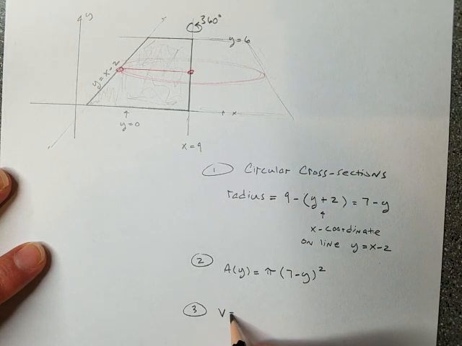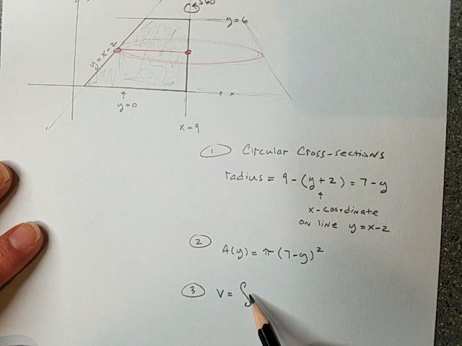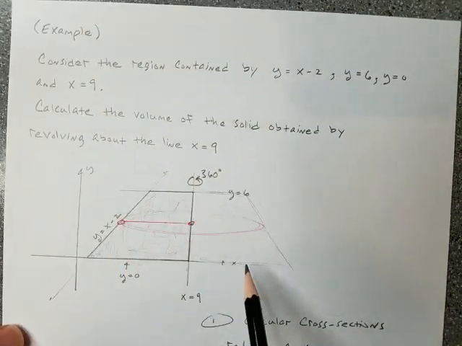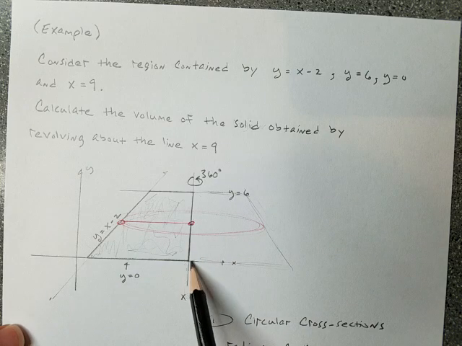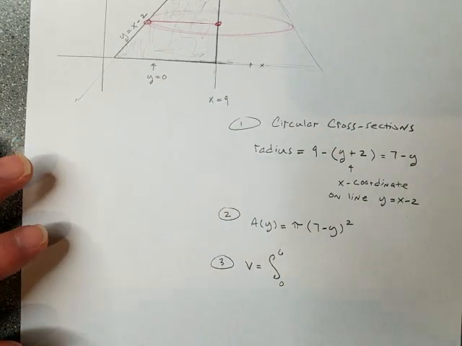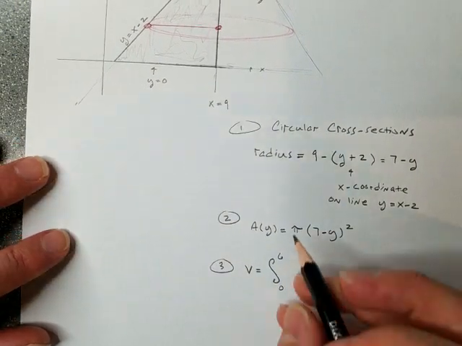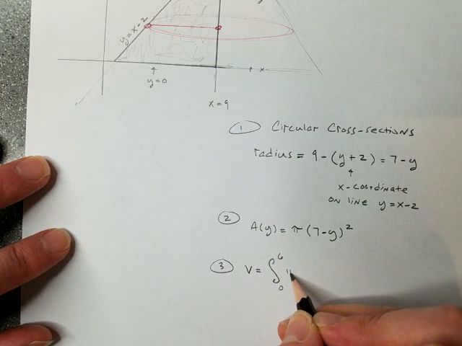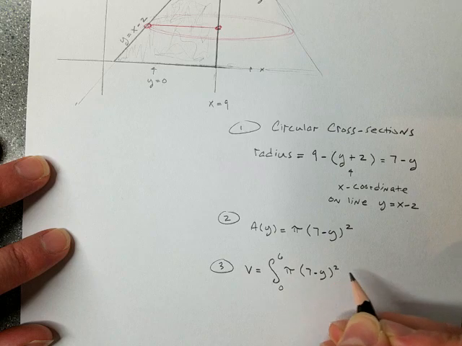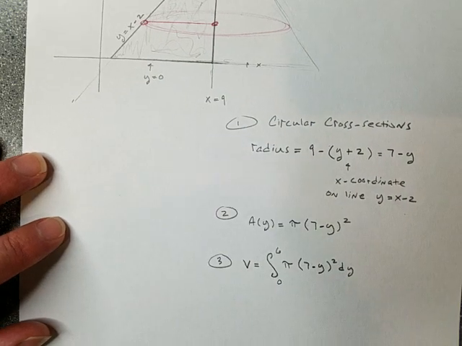So my volume will be the integral. Well, the bounds here are the span of this object along the y-axis. So this three-dimensional object right here spans the y-axis from down here at 0 up to 6, okay? So we'll do 0 to 6 like that. All right, and then we get the A of y formula. So our cross-sectional area is pi times 7 minus y squared dy.